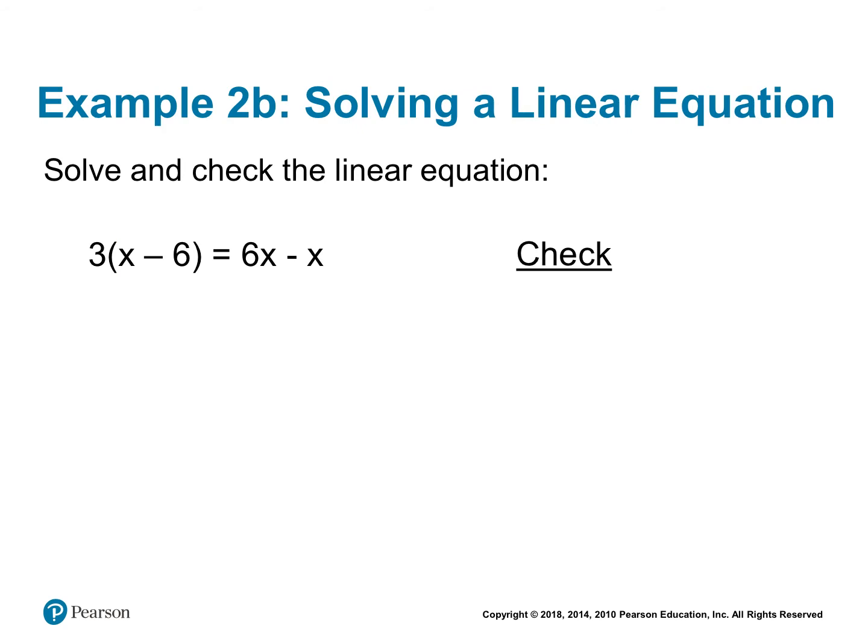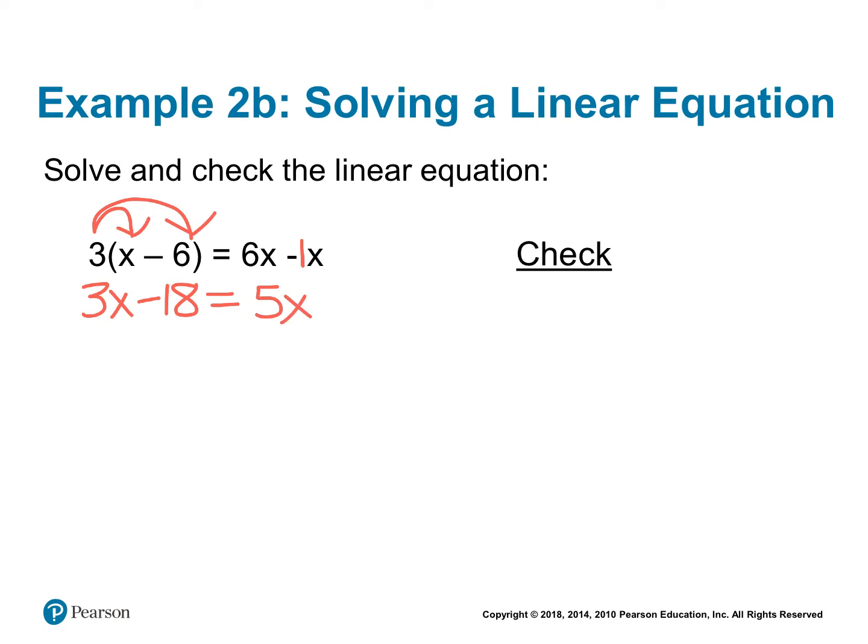Okay, let's try another one. So this one, I have one set of parentheses. So I'm going to apply my distributive to get rid of my grouping symbols. That'd be 3x minus 18 equals, now this is a 1x here, so 6x minus 1x is 5x.